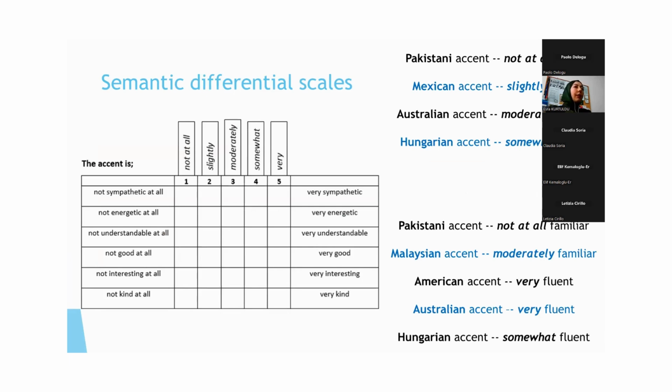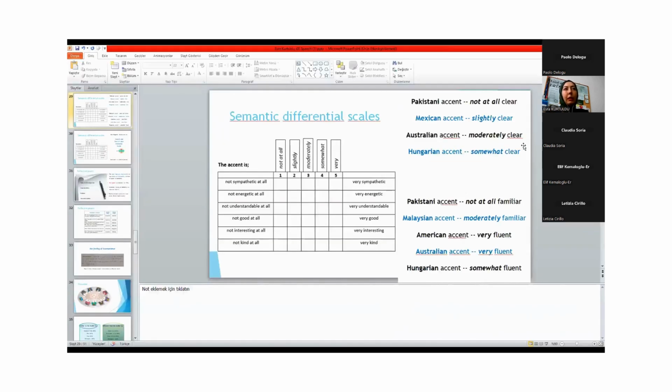For the semantic differential scales, for Pakistani accents, overall they said that it was not at all clear. For a Mexican accent, they said that it was slightly clear. Sorry, but I cannot see the page. Maybe it's my mistake. Not slightly clear. For the Malaysian accent, they said that it was slightly clear. Australian, moderately clear. Hungarian, somewhat clear.